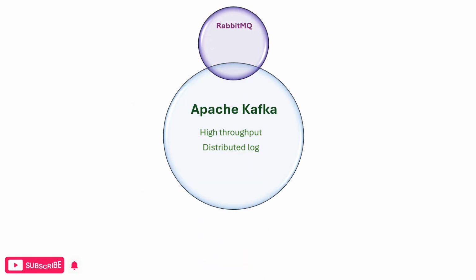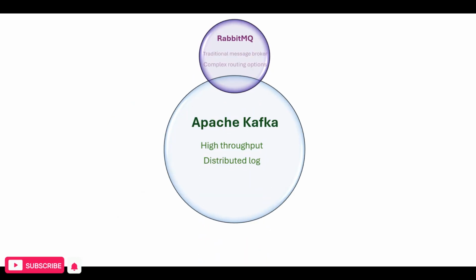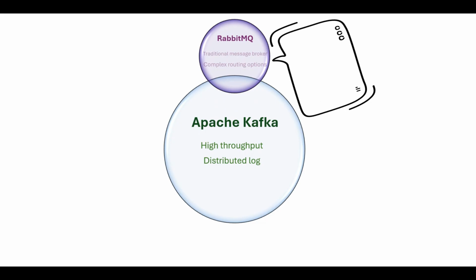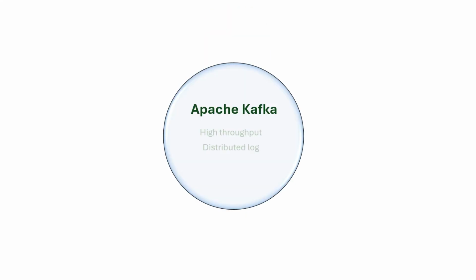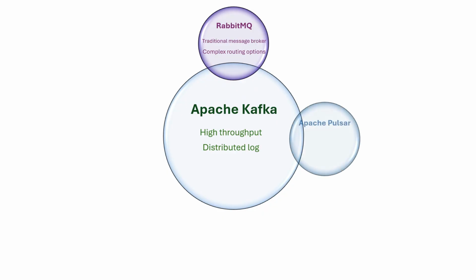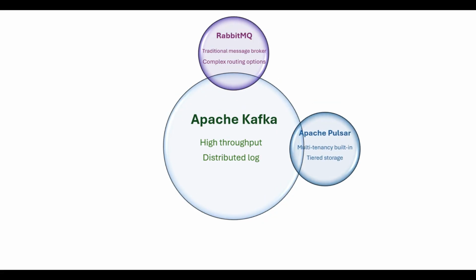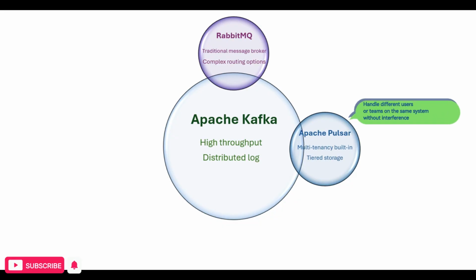First up is RabbitMQ. Like Kafka, RabbitMQ is a messaging system, but it's more focused on queuing messages and ensuring they're delivered in order. It's great for scenarios where you need reliable, point-to-point communication, but it might not scale as well as Kafka for huge data streams. Next, we have Apache Pulsar. Pulsar is another distributed messaging and streaming platform, similar to Kafka, but it's designed to be even more scalable and offers features like multi-tenancy, which means it can handle different users or teams on the same system without interference.